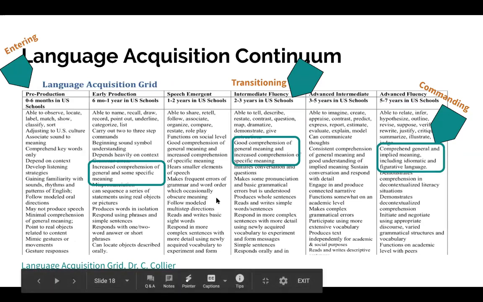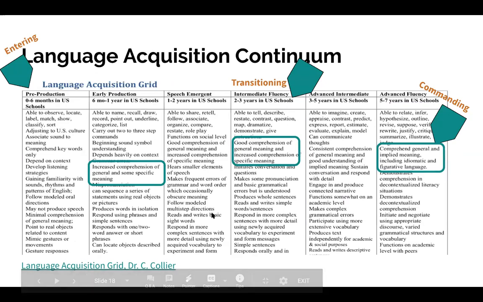All right, this grid, I don't know if you know about this grid, but it's from Dr. Collier, who has disseminated this out. It's free on the internet. I have a link for you at the end. But you can see that there's a progression in terms of language. There's pre-production, which takes about 6 months in the US schools. Early production takes about a year, where students learn just listening skills, but then also they begin to utter one-word things. They can carry out 2 or 3-step commands.